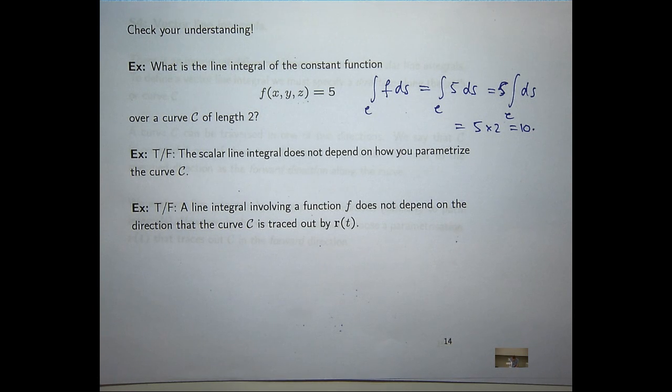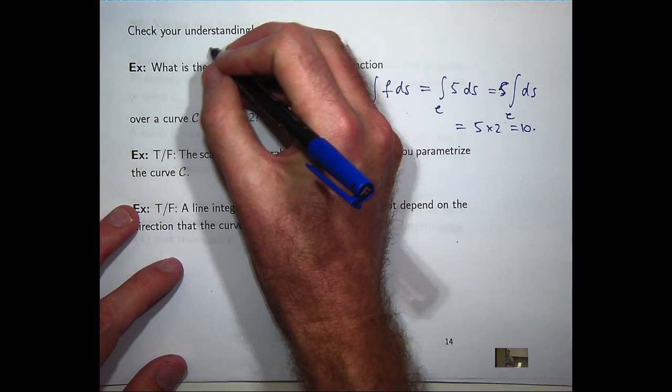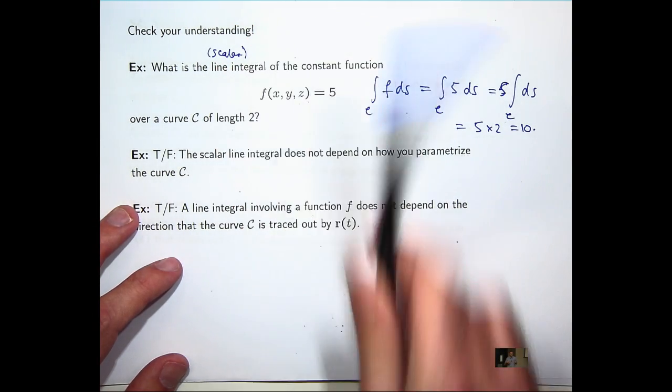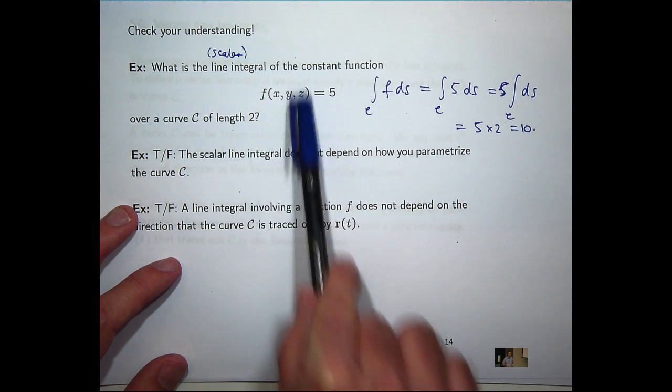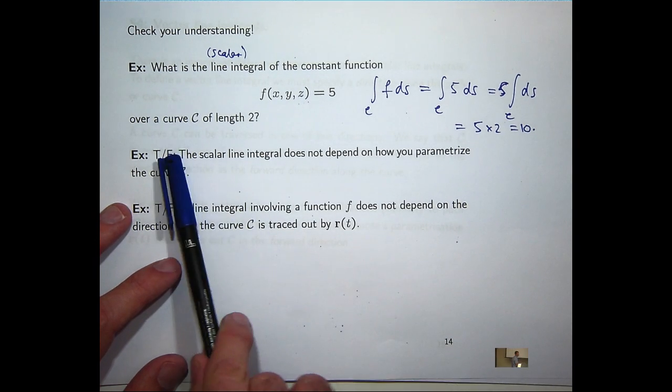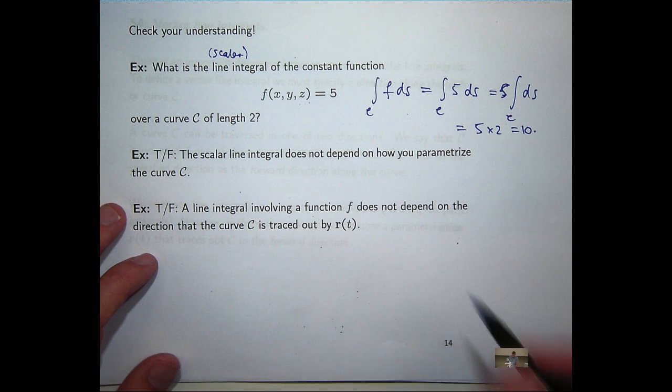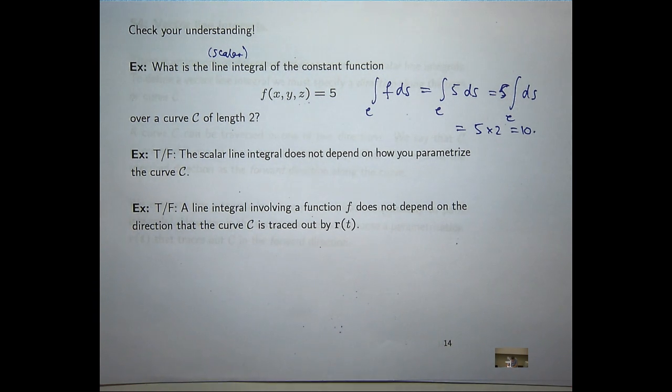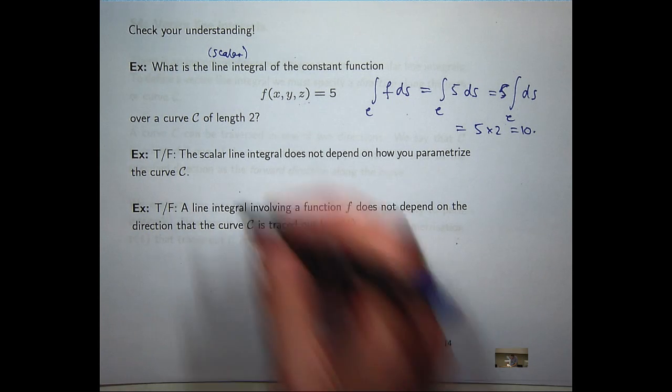All right, question 2. True, false. Up here I'm talking about scalar or path line integrals. It should be obvious from what kind of function this is whether it's a scalar or a vector. True, false. The scalar line integral does not depend on how you parameterize the curve that you're integrating over. Yes, it's true. As long as you use a smooth parameterization, it doesn't matter how you parameterize it.